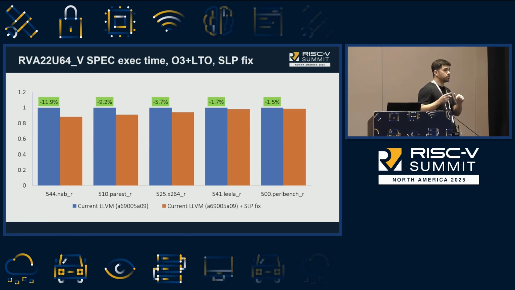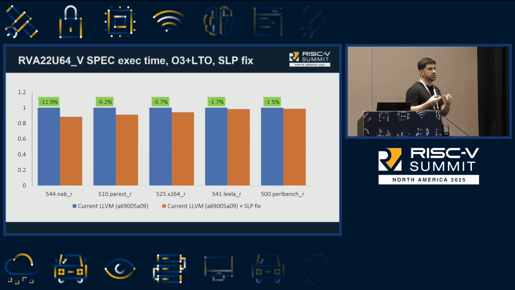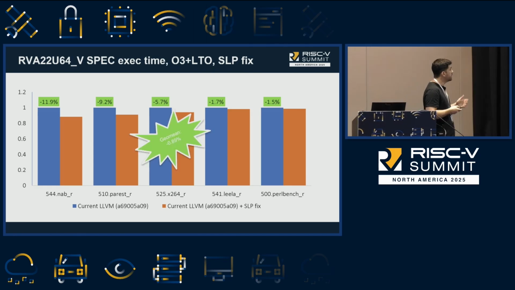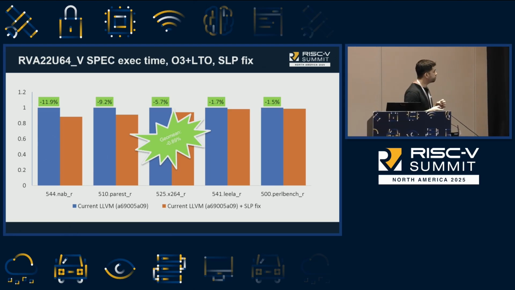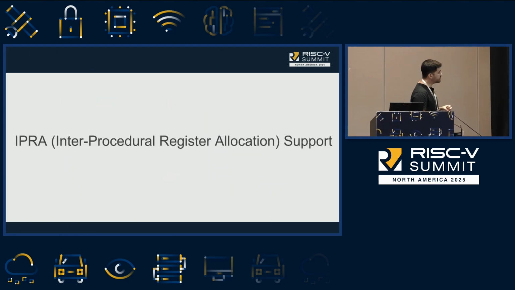So remember, the vector code was slower because it was spilling vector code. And what happens now is that when we enable vectorization, we no longer vectorize those calls. We just use the scalar because it's faster. If we take the geomean, it's almost 1% improvement on execution time. And the last contribution was IPRA support for RISC-V.